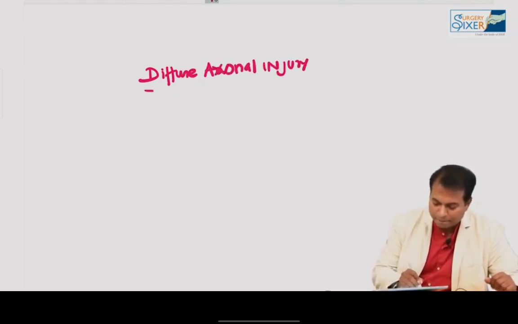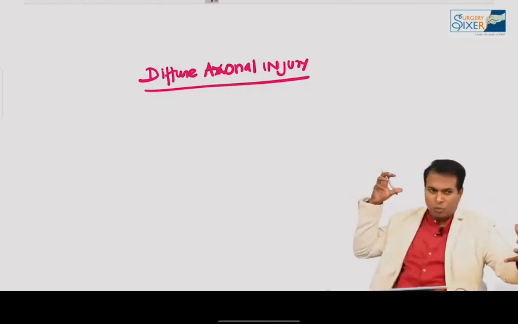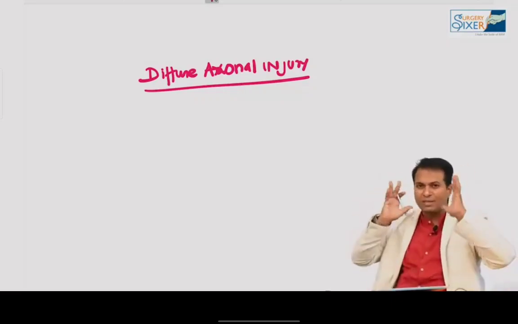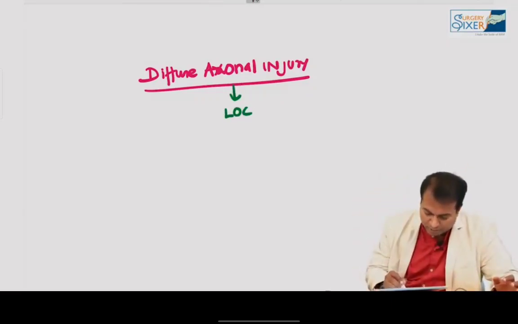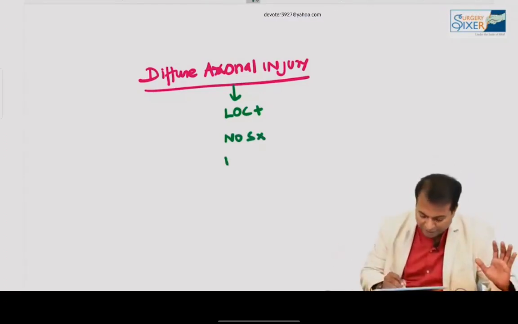Next, let me go to the other types of injuries. Other types of injuries include diffuse axonal injury. What is diffuse axonal injury in the brain? In a severe accident, the skull moves very fast and hits somewhere. That deceleration disturbs the axons, and the patient has loss of consciousness from the time of injury. Very poor prognosis; no surgery can be done. We have to wait and watch.